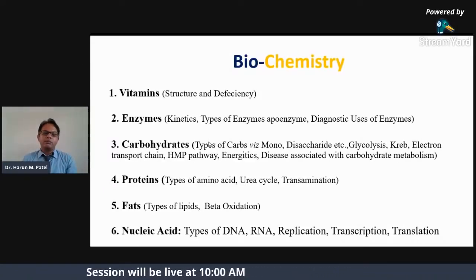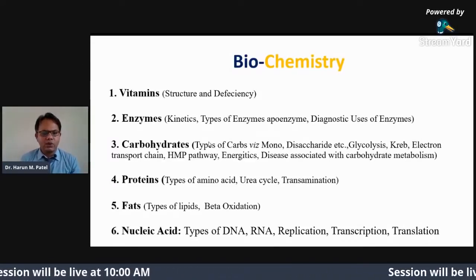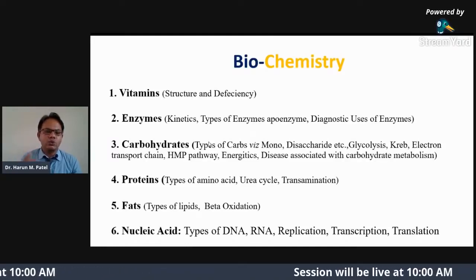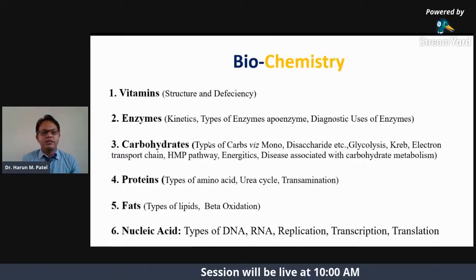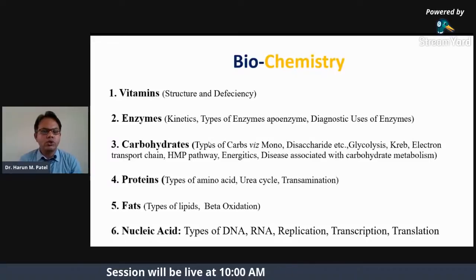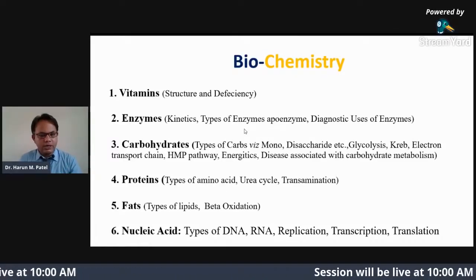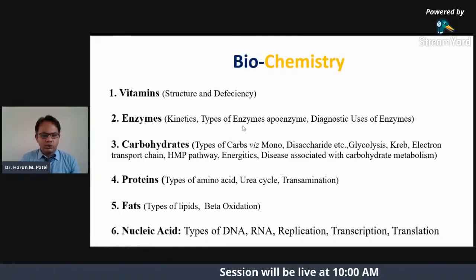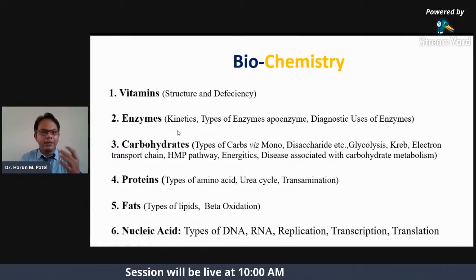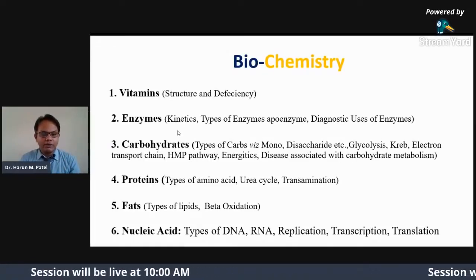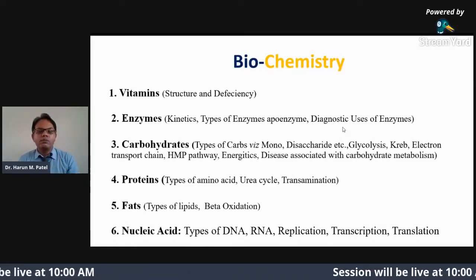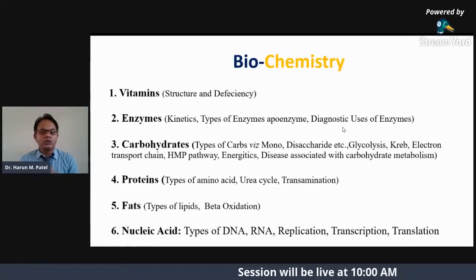The second important topic from biochemistry is enzymes. You will find that every year there is at least one question on enzymes. In enzymes, the first thing you should read is types of enzymes, given in Satyanarayana. After that, you should also read kinetics; the Michaelis-Menten equation is given in the kinetics of enzymes. The third and most important thing is the diagnostic uses of enzymes.